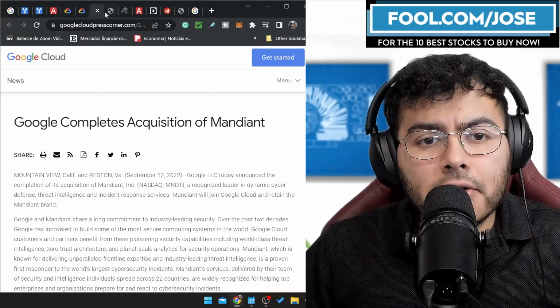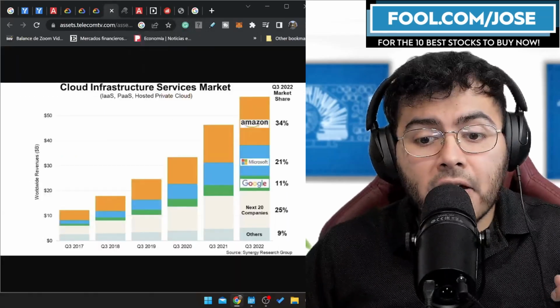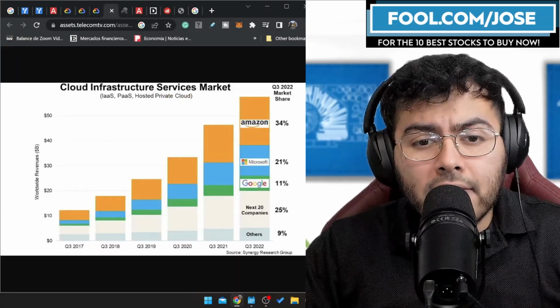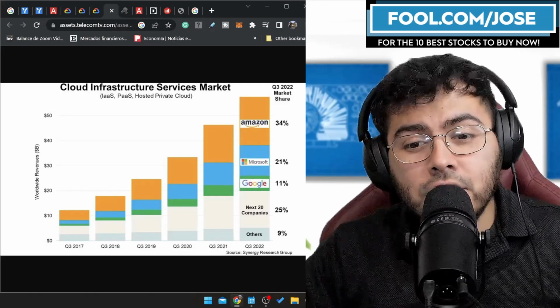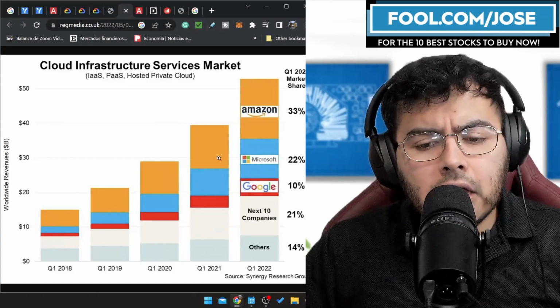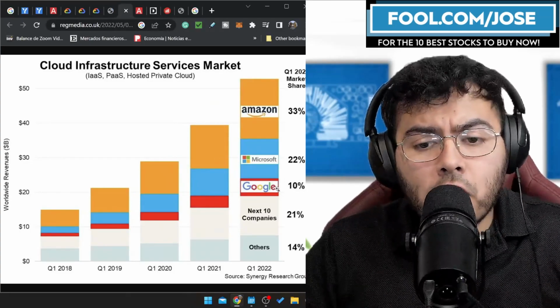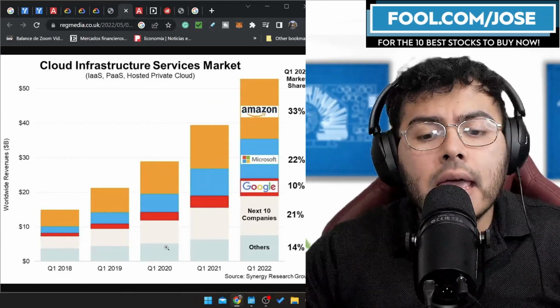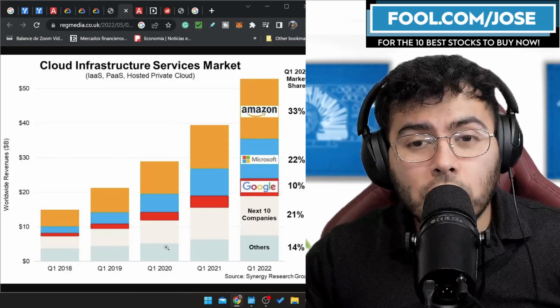Finally, if we take a closer look at market share, we can see this information from Synergy Research Group. In the cloud infrastructure service market, number 3 is Google with 11%. Compared to about a year ago or a few quarters ago, Google Cloud is actually growing. It was 10% in quarter 1 of 2022.